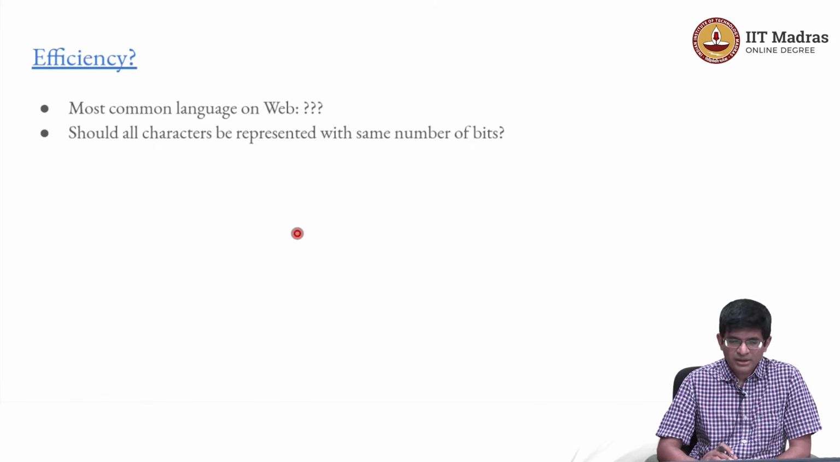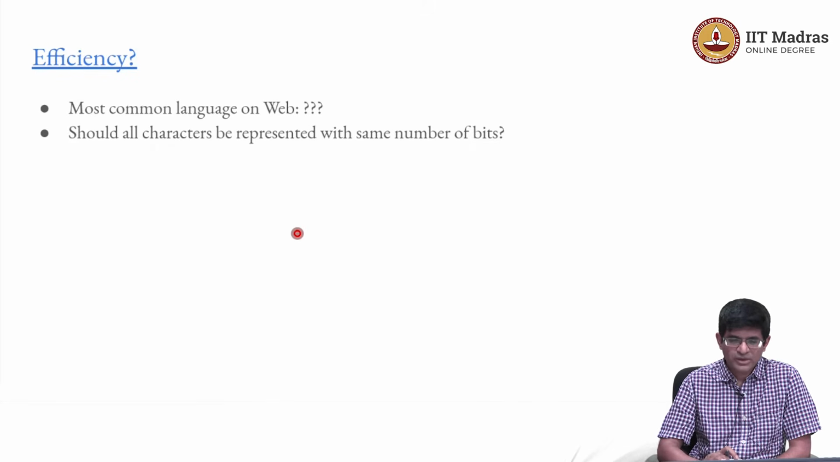But it is the most common language, and not only that, given the fact that many of the European languages use the same script, a large part of even the non-English language web would use the same set of characters, or at least mostly the same set of characters. So it made sense to go with ASCII for a long time. But then comes the question, obviously you have other languages, you want to be able to represent them.